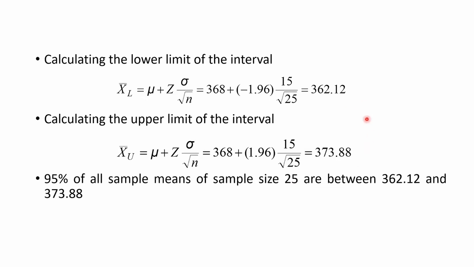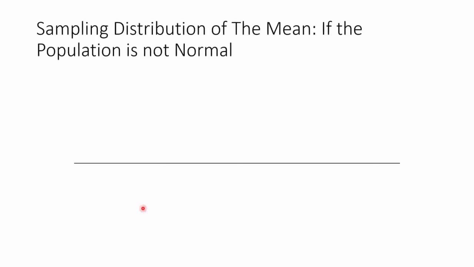This is the interpretation, and it is very important to write your interpretation in this fashion, right? So we were talking about the sampling distribution of the mean when the population is normally distributed. Now let's have a look at the sampling distribution of the mean when the population is not normal. In that case, you have a very important theorem called the central limit theorem.